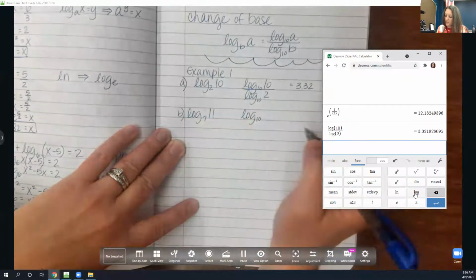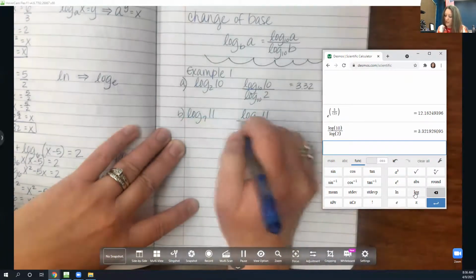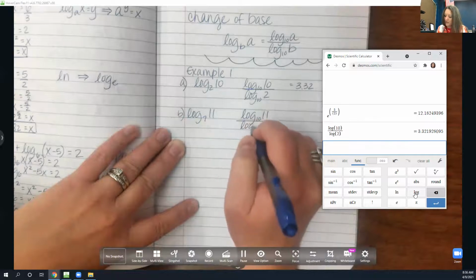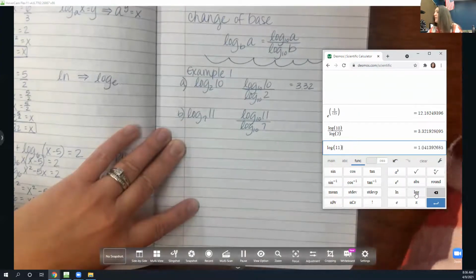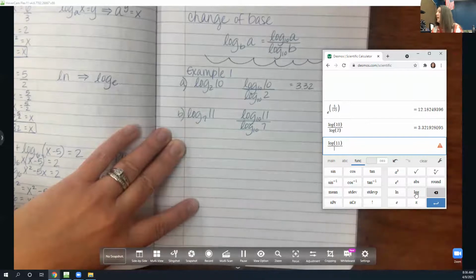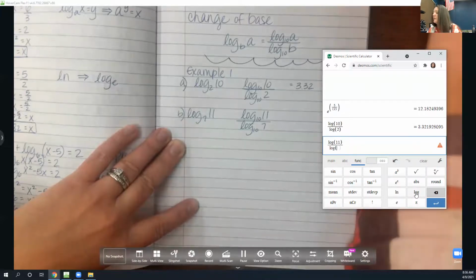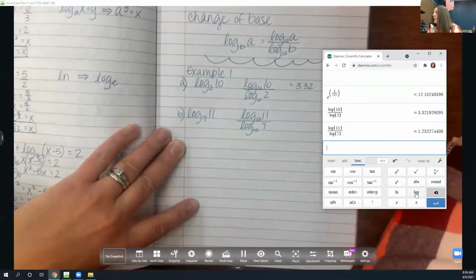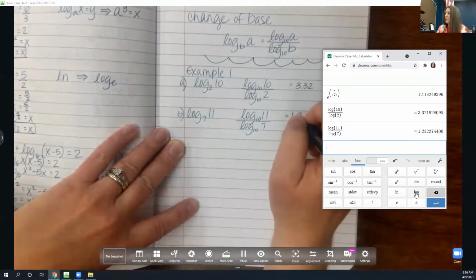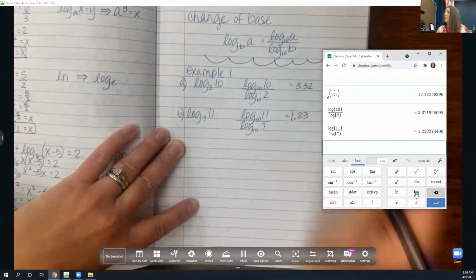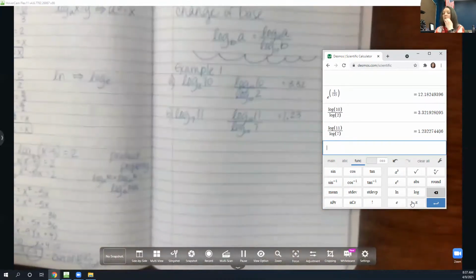All right, let's try this one. Log base 7 of 11. So we're going to say log base 10 of 11 divided by log base 10 of 7. I love 7-Eleven. All right, so let's see. Log of 11 divided by log of 7. It's not very complicated to use. Just need to know about it, right? So 1.23 we can write as our evaluation there.